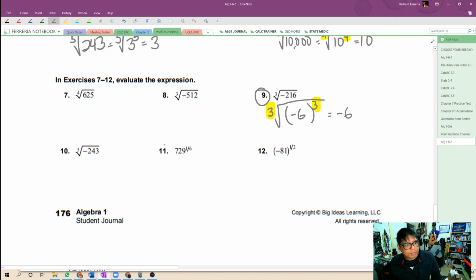Let's try number 11. We've got 729 to the 1/6 power. Yikes. So that's the same thing as the 6th root of 729.